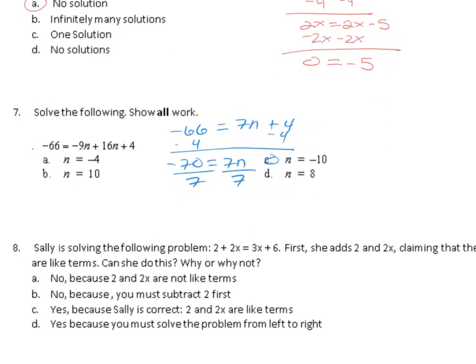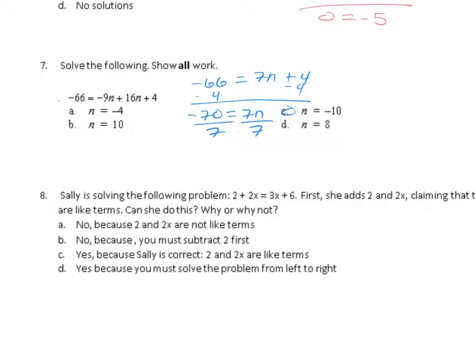Okay, question 8. Sally is solving the following problem. 2 plus 2x equals 3x plus 6. First she adds 2 and 2x, claiming that they are like terms. Can she do this? Are they like terms? No. So she cannot because they're not like terms. What are examples of like terms? 2 and 2. What are another pair of like terms? 2x and 2x, or 2x and 3x, or 1/4 x. All these have x's, right? So these are all like terms. You can just add them all together. Does this make sense now?